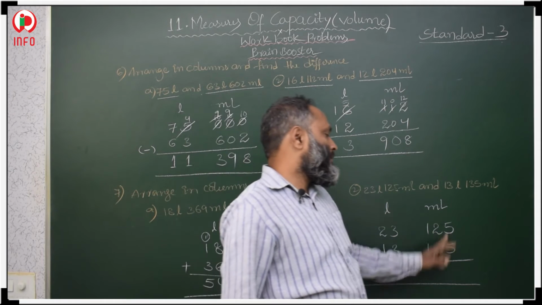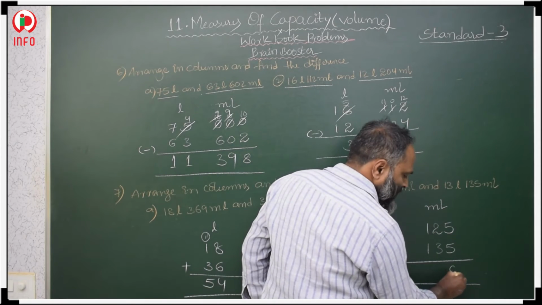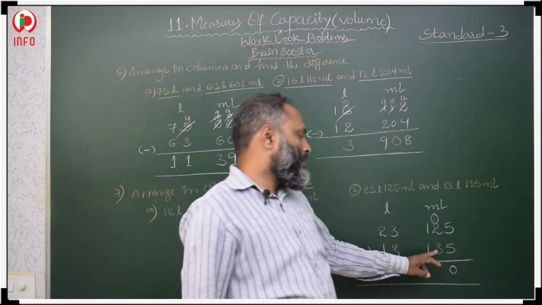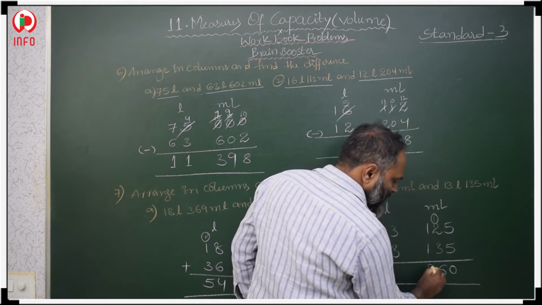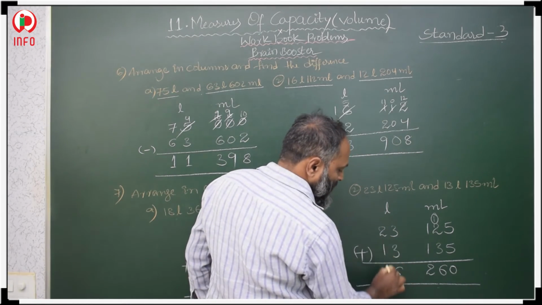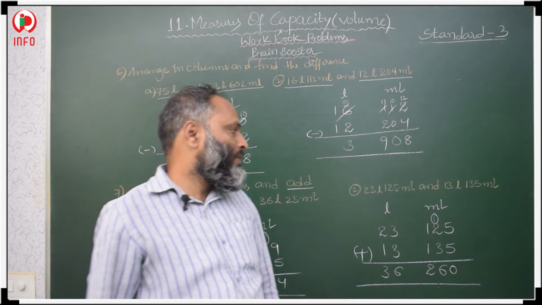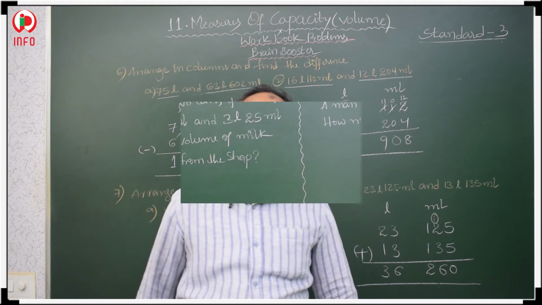Now 1's place of milliliter, 5 plus 5, 10. 10 means 0 in 1's place, 1 you have to take as carry over to the 10's place. 3 plus 2, 5, 5 plus 1, 6. 1 plus 1, 2. 260 milliliters. 3 plus 3, 6. 2 plus 1, 3. 36 liters, 260 milliliters. Okay. So in this way, first we have to arrange in columns and add.